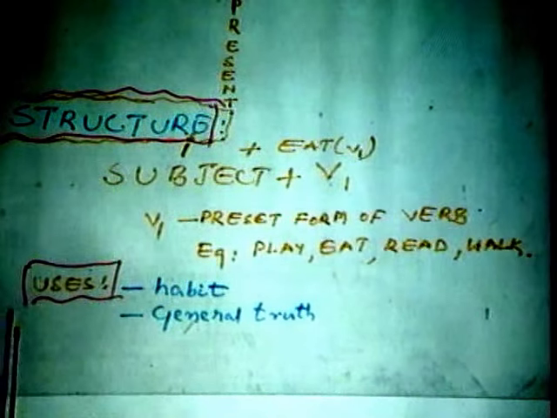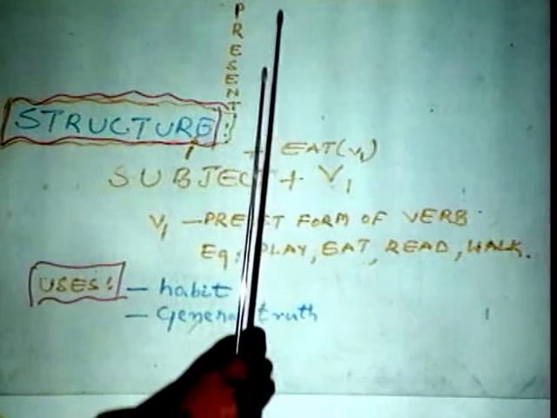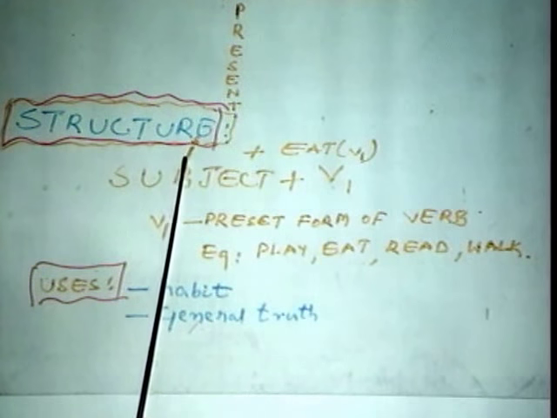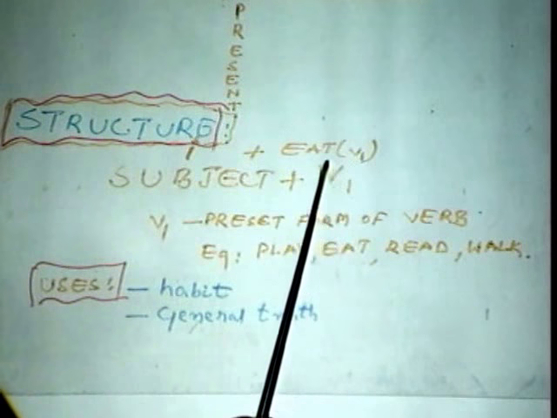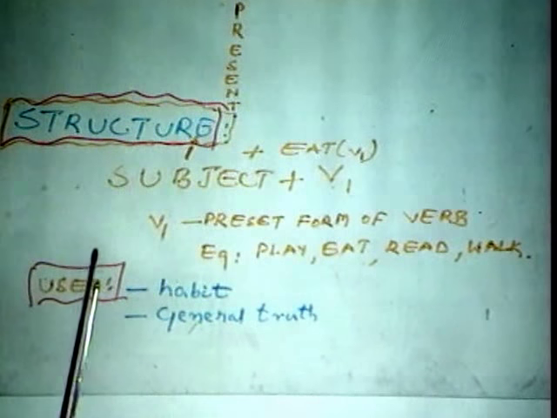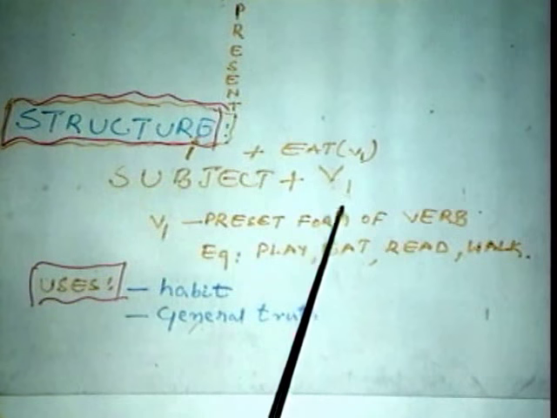For example, whatever we have been doing in the model or the examples, I have taken one example. Here, I is the subject, and you have V1, the verb in the first form, that is the present form of the verb. This is the example that we have taken. So don't get confused about what subject and verb V1 mean.